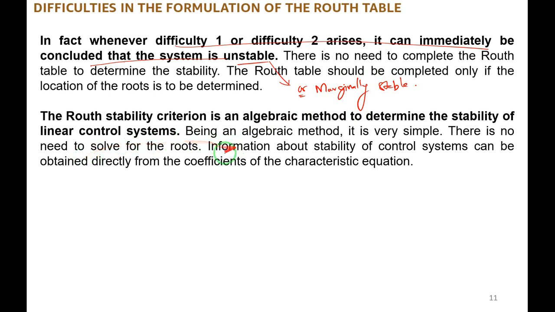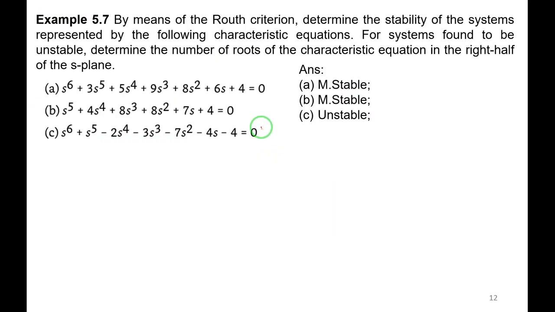Routh stability criterion is an algebraic method to determine the stability of a linear control system. We'll not go through all this, just take up only one numerical and I will explain it. There is time, so I can go through this quickly. First, let me take this part A: s power 6 plus 3 s power 5 plus 5 s power 4 plus 9 s cube plus 8 s square plus 6 s plus 4 equals 0.